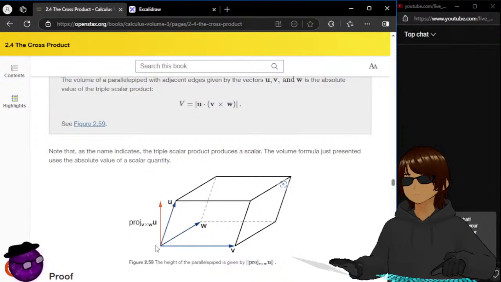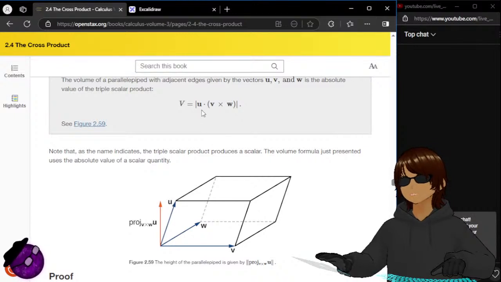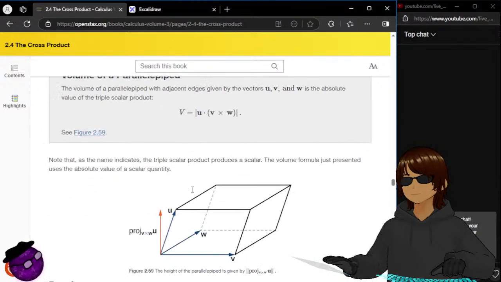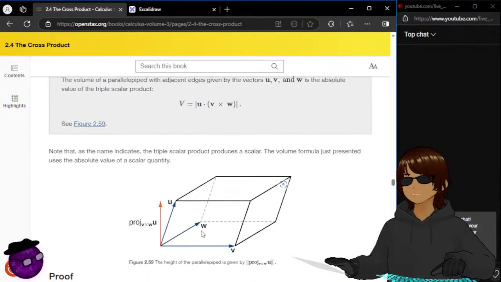Oh, because v cross u gives the area of the parallelogram over here. But then what does u dot give? Oh, it gives, yeah. So v cross w also gives this, right? Hmm. Okay, I think I understand.